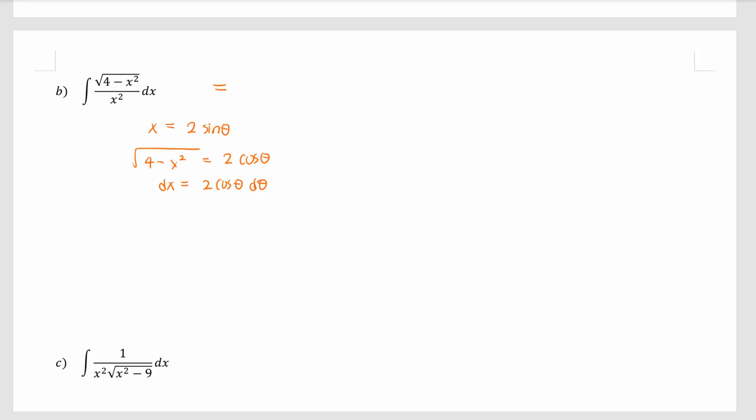And then our integral becomes, well, the square root is 2 cosine theta, and dx on top is 2 cosine theta d theta, over x squared, so 2 squared sine squared theta. So far, so good, everybody? Do you see all the 2s cancel out? And we have cosine squared over sine squared. What's cosine over sine? Cotangent.